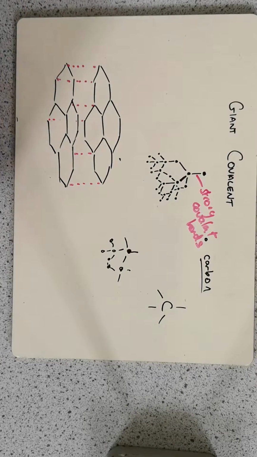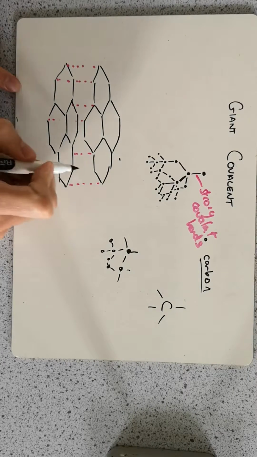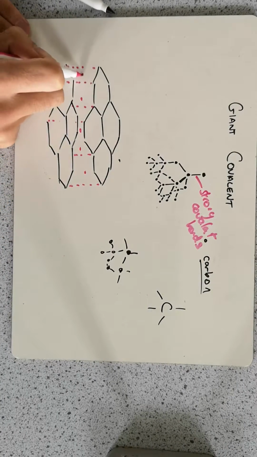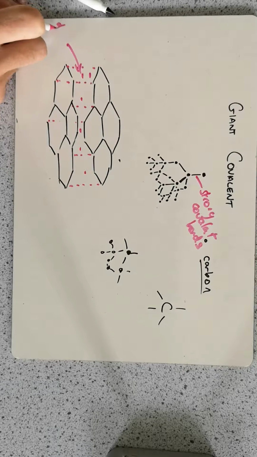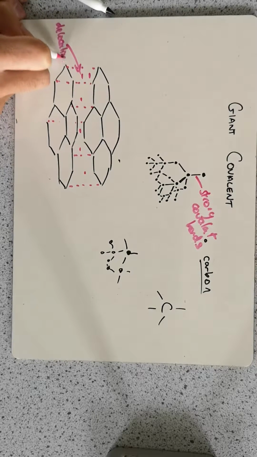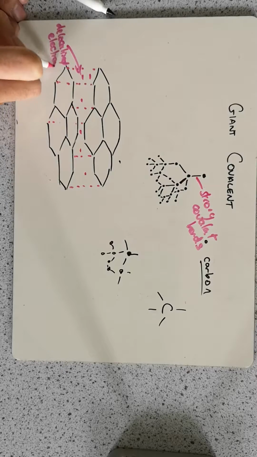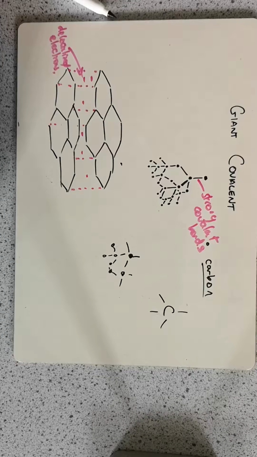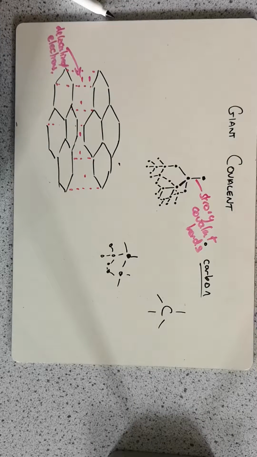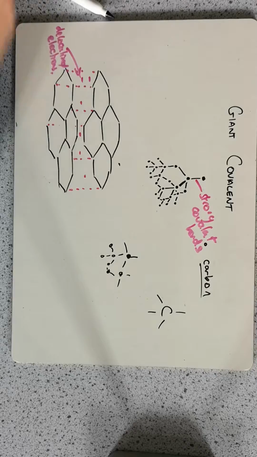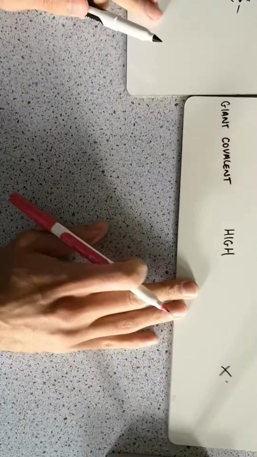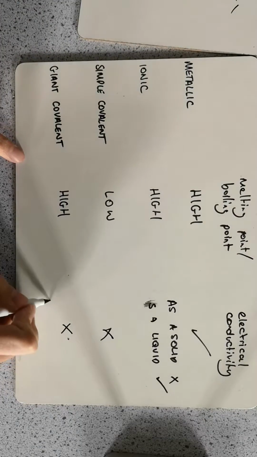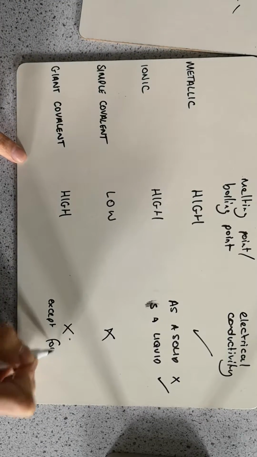Now graphite is the exception to this conductivity rule, because in between these layers we have delocalized electrons. So graphite can conduct electricity. It's the only giant covalent that we look at that can conduct electricity. So it's just an exception to the rule you'll need to be aware of. So giant covalent in general, no, cannot conduct electricity, but we could put except for graphite.